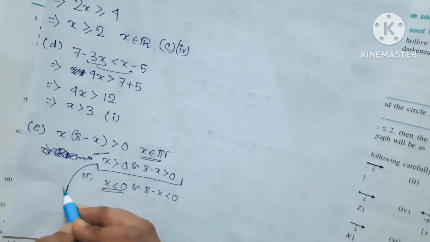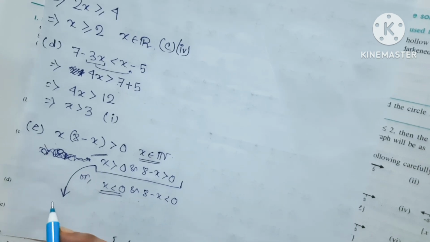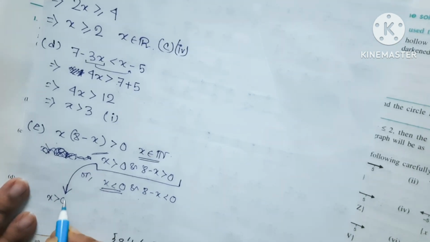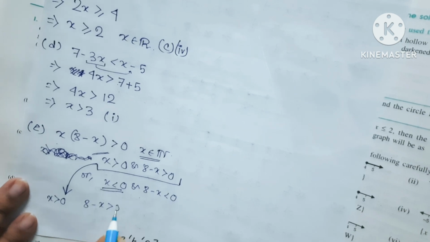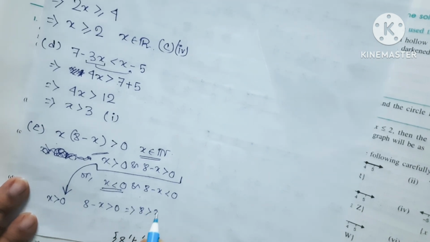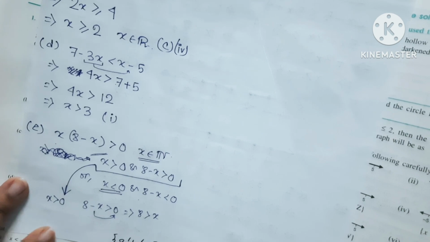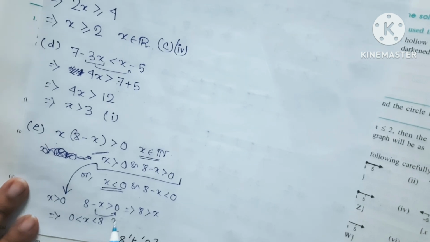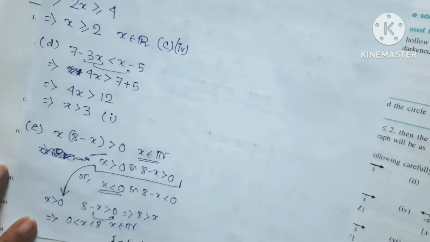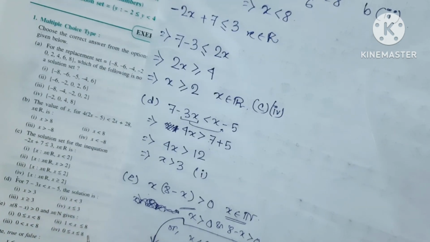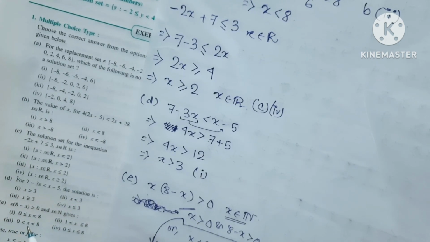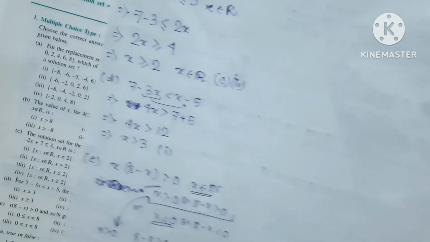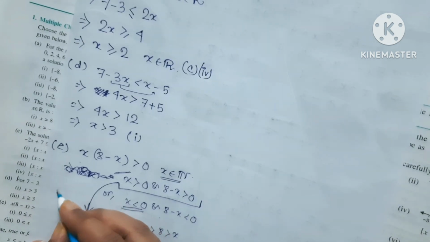Now if you simplify this case, what you will get? x greater than 0 and 8 minus x is greater than 0, that means 8 is greater than x if you transfer this term to this way. So that means you have got a range 0 less than x less than 8 and x belongs to N. Okay, understood? Now see, 0 less than x less than 8. So answer will be 3.